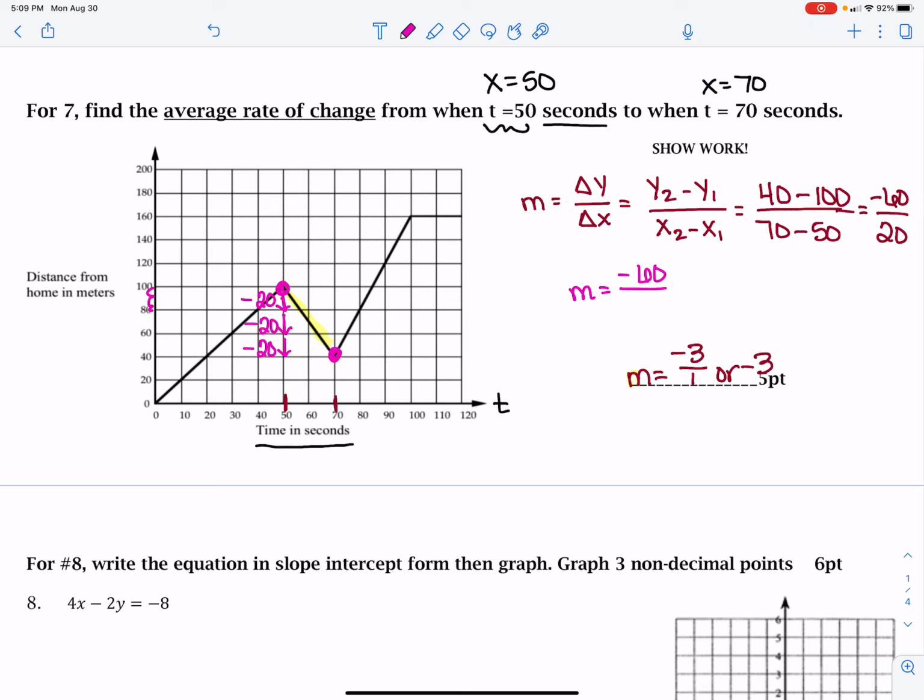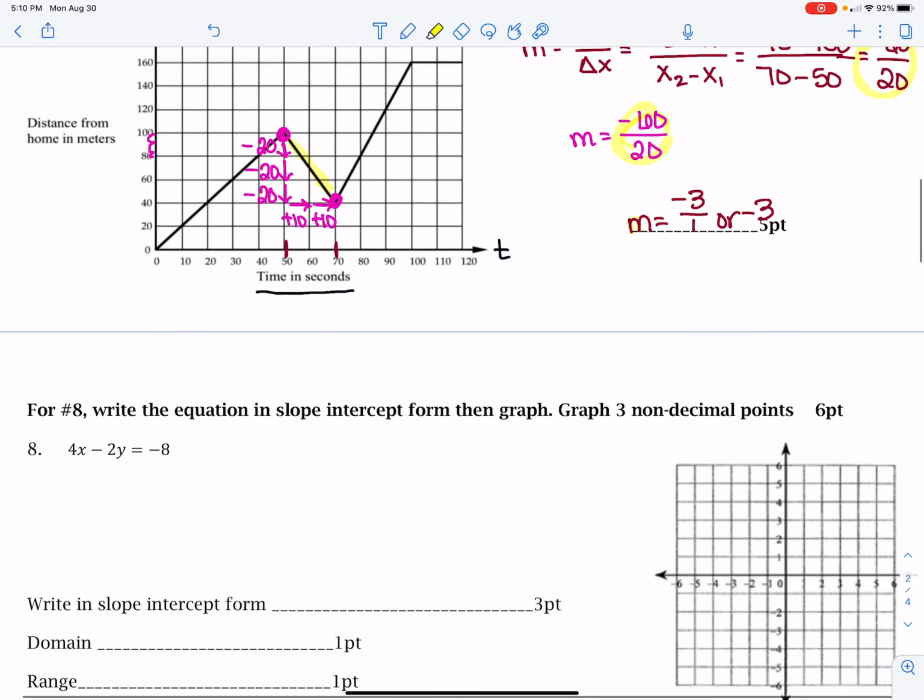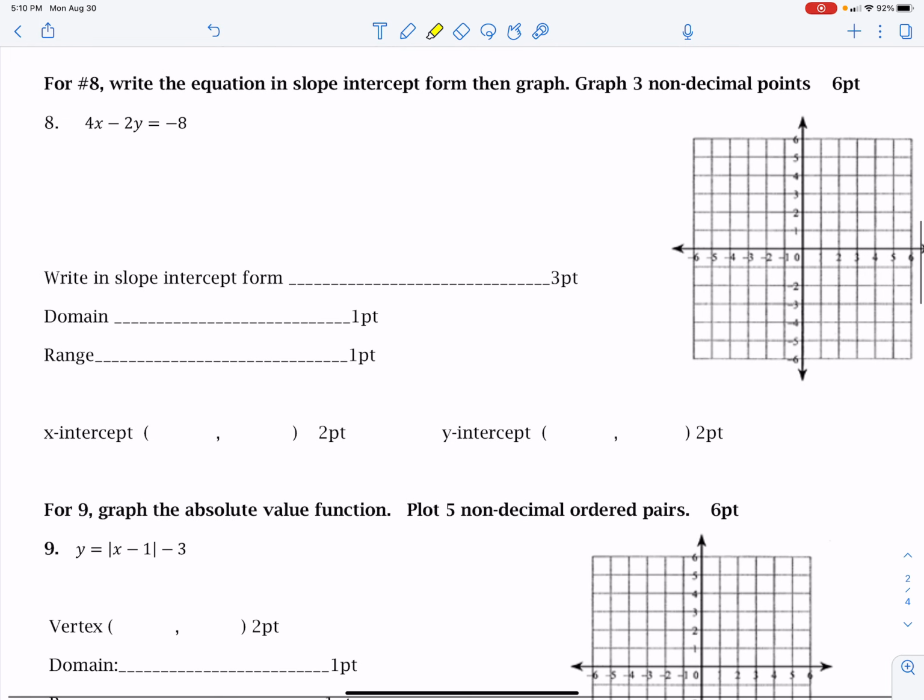Now, for the run from 50 to 60, that's positive 10. And from 60 to 70, that's positive 10. So that gives me 20. Okay? So either way, when you're looking at it, these slopes, they come out the same. Okay? It is just what do you see when you're working out this problem, and that's the method that you should use. Okay? All right, for number 8.